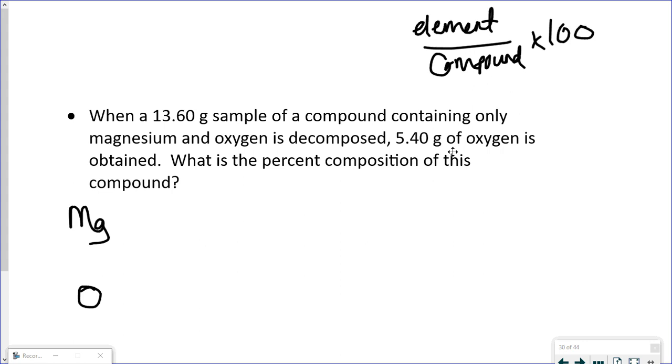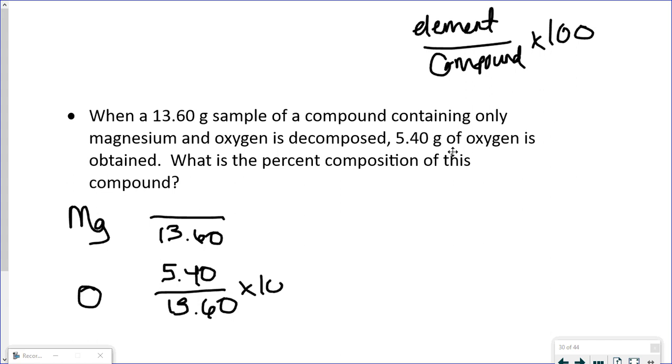So for looking at what was given, it said we have a 13.60 gram sample of a compound. So that is our compound mass. So that's on the bottom for both substances. It also told us that 5.40 grams of oxygen is obtained. So that's going to be our mass of oxygen, so our element mass. So that one we know everything for.